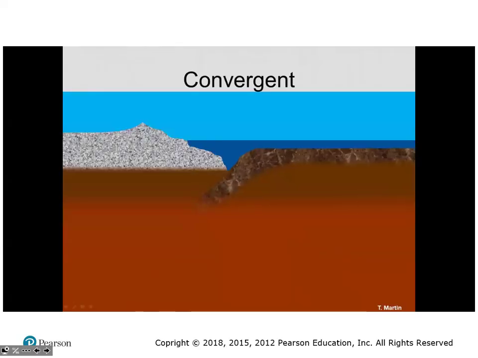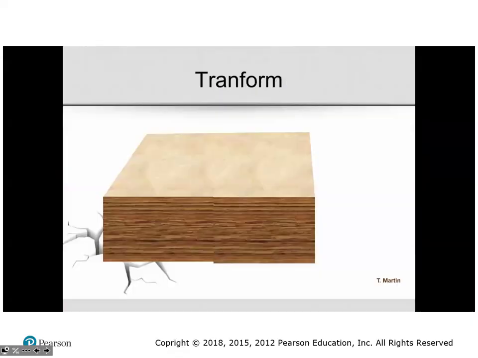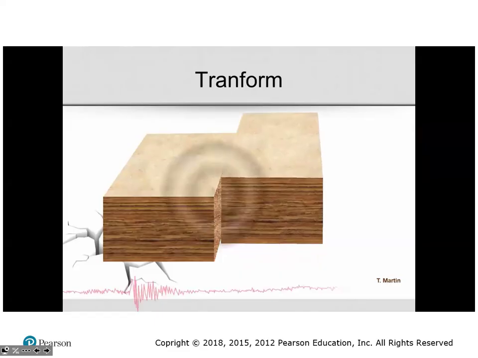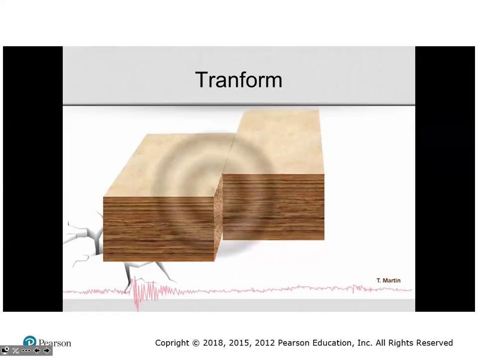The next type of motion, convergent motion, happens when plates collide. Here we can see an oceanic plate subducting beneath a continental plate. As the plate subducts, it cracks and breaks, generating earthquakes. Finally, we have transform motion. This occurs where two plates slide or grind past each other. Again, this generates earthquakes.